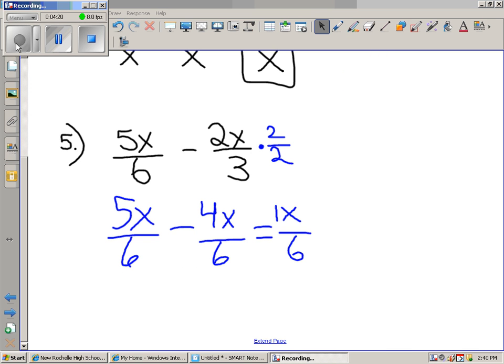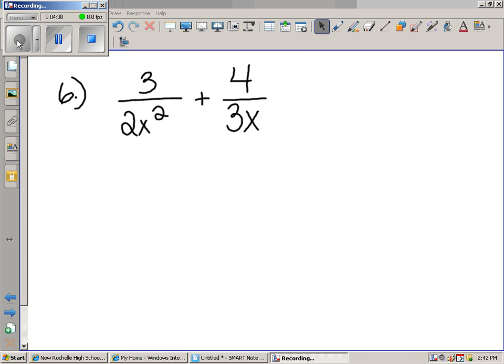All right, Megan multiplied the second one by 2 over 2. And look what she got. She got 4x over 6. Subtract the tops, 1x over 6. Guys, what do you think about Megan's work? Good job. Way to go.